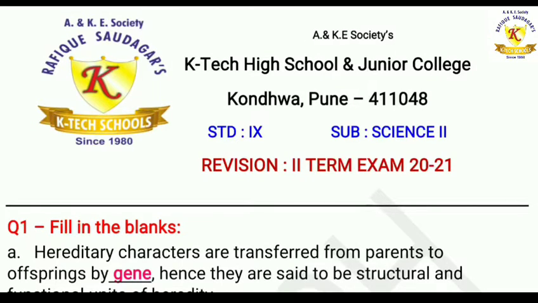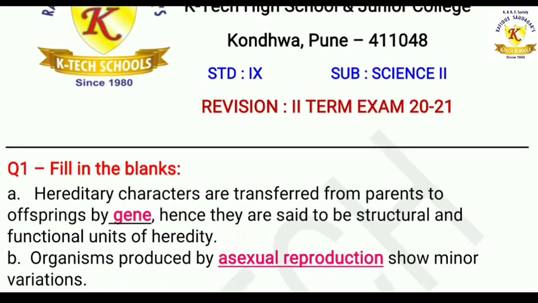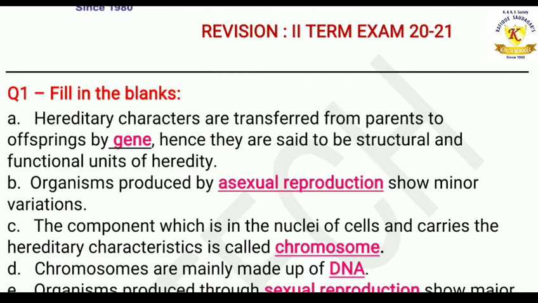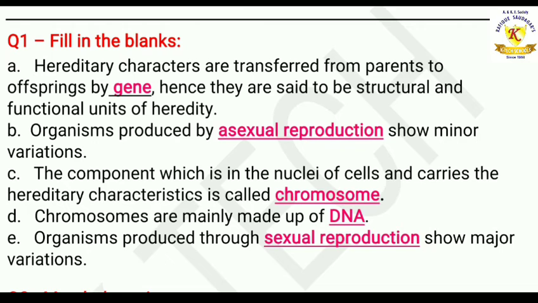Question number 1. Fill in the blanks. Hereditary characters are transferred from parents to offspring by dash. Hence, they are said to be the structural and functional unit of heredity. Answer is gene. Second, organisms produced by dash show minor variation. Answer, asexual reproduction.